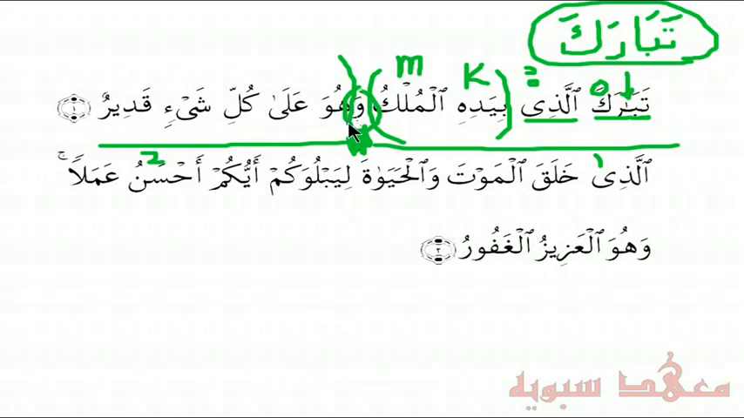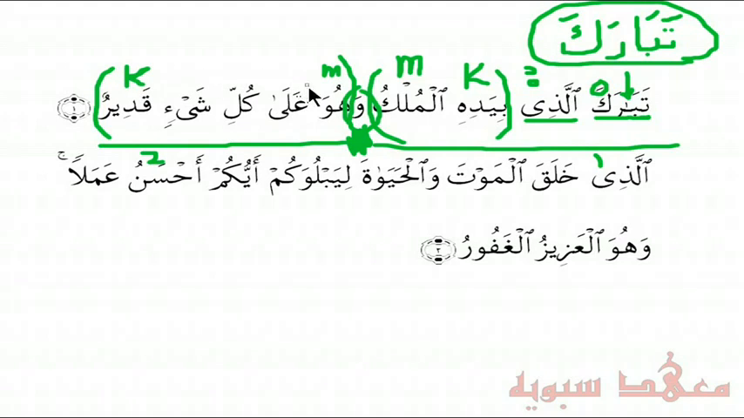So that means that the whole thing is a sentence. It's a jumla ismiya. It starts off with huwa, as opposed to the first sentence, which is a jumla fi'liya. So the jumla ismiya here, huwa, will be the mubtada. The khabar is actually the last word.